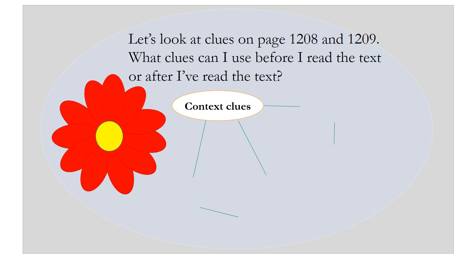We look at context clues. What are context clues? They are anything that tells us about the text before we even read it, or when we look back after reading. We could skim the page and see keywords. Keywords could be underlined, they could be bolded, they could be italicized, or they could even be in a different color.